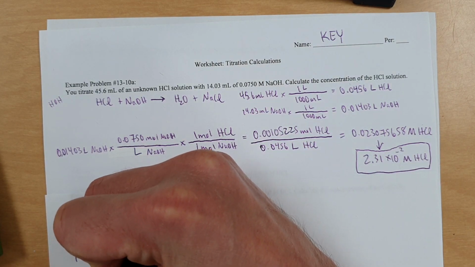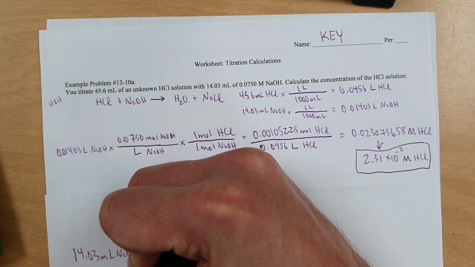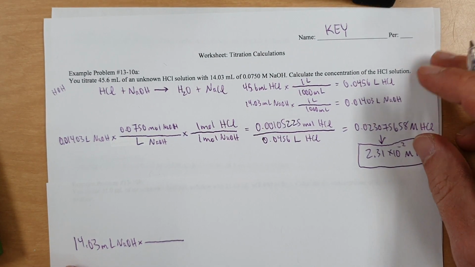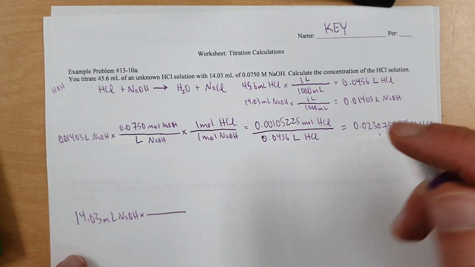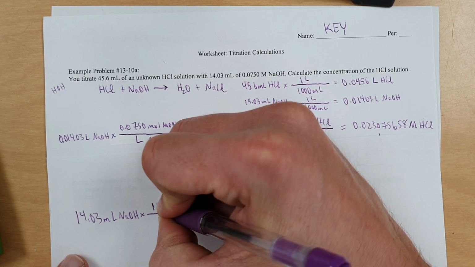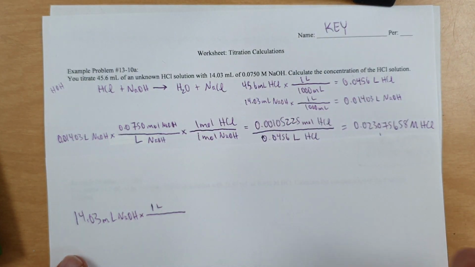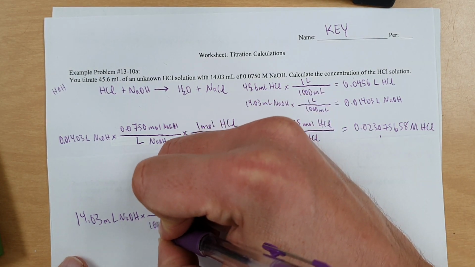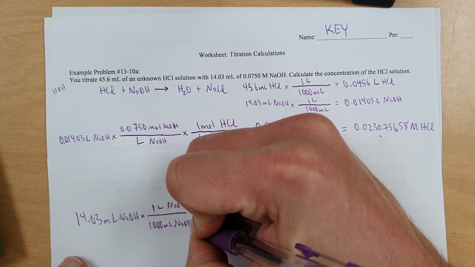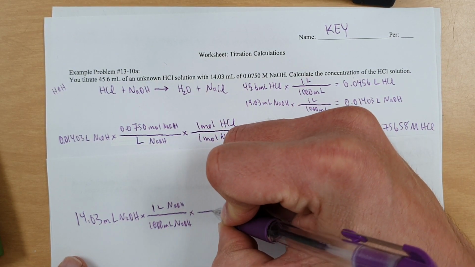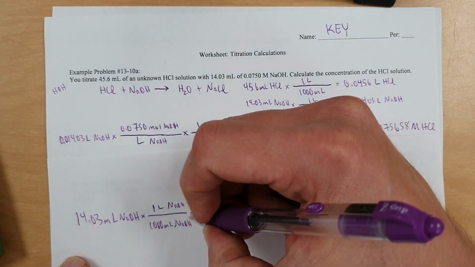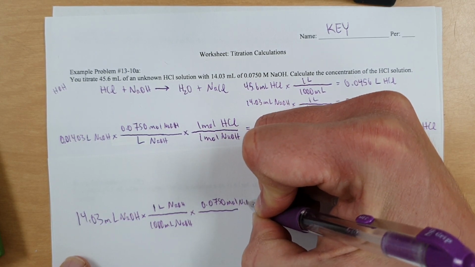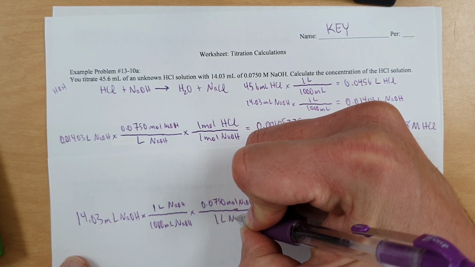14.03 milliliters NaOH. And then you just do a whole bunch of calculations all in one big go. So what that means is it becomes 1 liter NaOH, 1,000 milliliters NaOH, which gives you a liter, which gives you your liters. And then you do the 0.0750 moles of NaOH per 1 liter of NaOH.